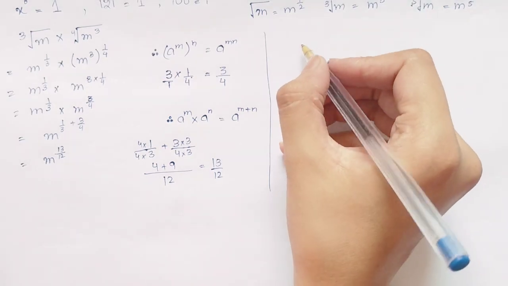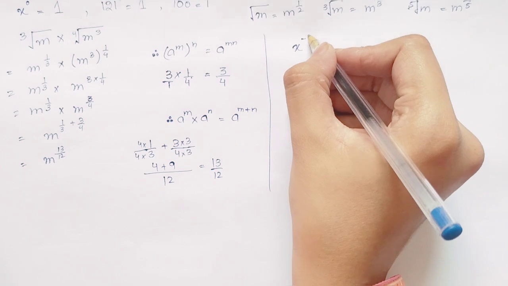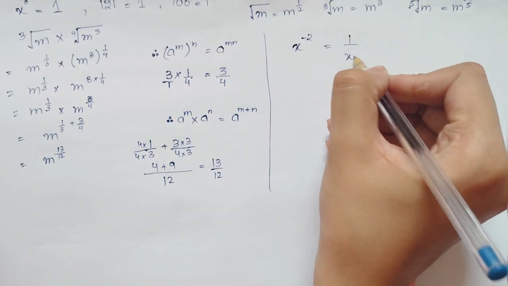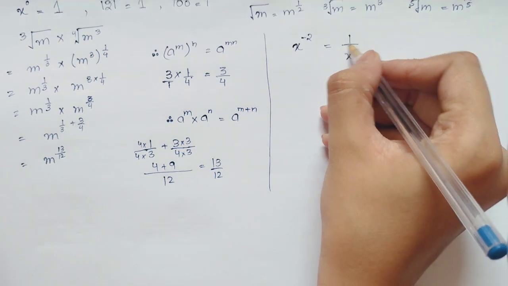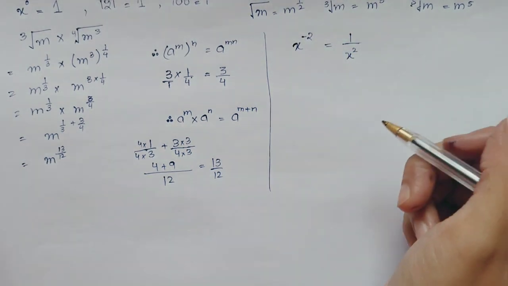Similarly, if there is a number x having power minus 2, it means you have to write it like 1 over x power 2. You have to put it in the denominator, so make its power positive to solve it.